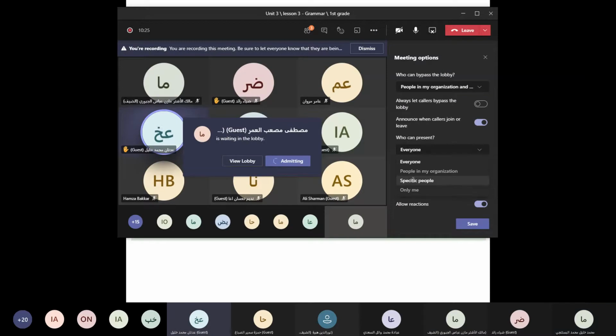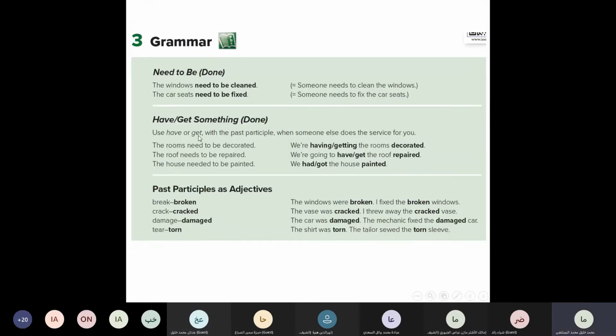Use have or get with the past participle when someone else does the service for you. Good. Use have or get with the past participle. Verb 3, done. When someone else does the service for you. Look at the first example. The rooms need to be decorated. So we can say we are having or we are getting the rooms decorated.